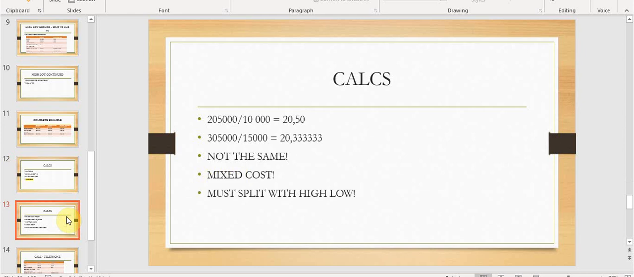Right, then I'm also doing a calculation for the telephone bill. So for the telephone bill, I'm going to say 205,000 divided by 10,000 gives me 20 rand and 50 cents. And then 305,000 divided by the activity level of 15,000 units gives me 20 rand and, rounded, 33 cents. So obviously this is not the same answer. Even if the difference is slight, this is not the same answer, which makes this a mixed cost, and I need to go and calculate a split in the block.